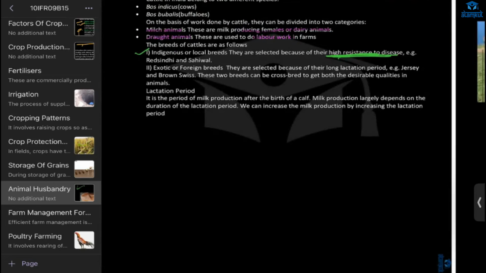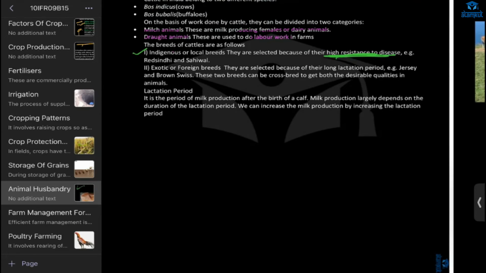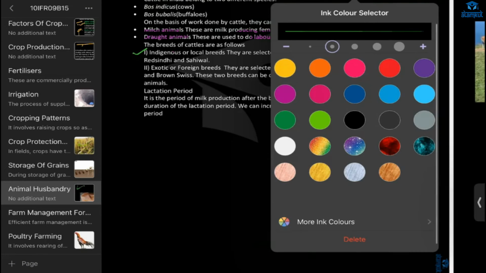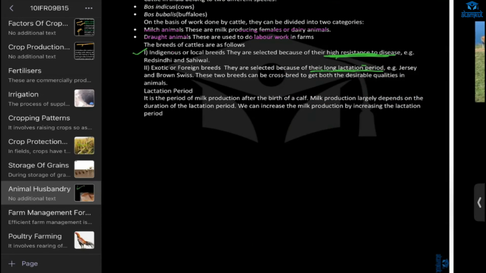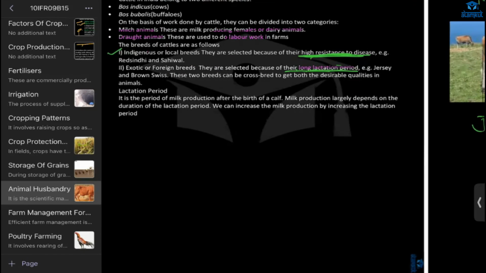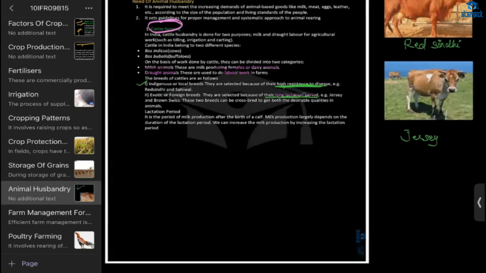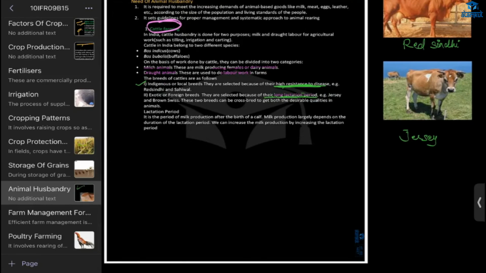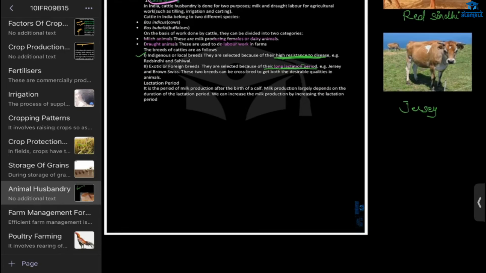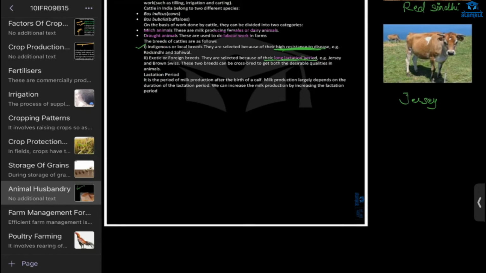Now we see these exotic or foreign breeds. They have a long lactation period. That means they can produce milk for a long period of time. And the examples are Jersey, then brown Swiss. Okay. And these two, they can cross breed, and we can get the desired quality.